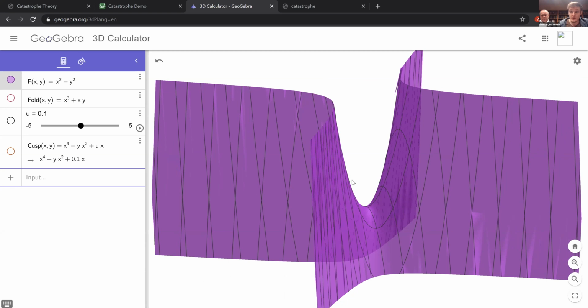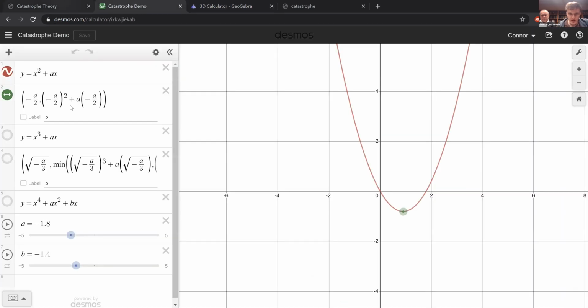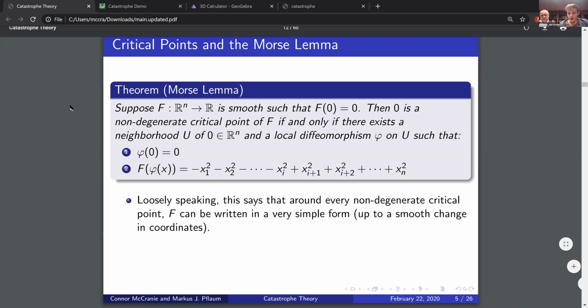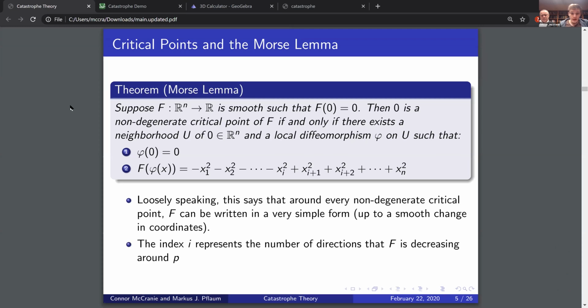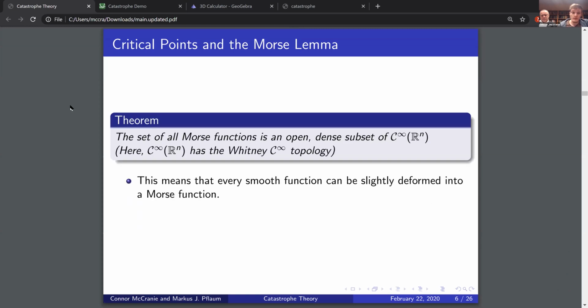The index I, the number of negative signs, is the number of directions around my point where the function is decreasing, whereas the number of plus x squareds are the number of directions it's increasing. So maybe you could imagine how this would work in 4 dimensions or higher. Same principle, it's just the number of directions it's decreasing or increasing. Okay, so if we have non-degenerate critical points, we can always get them in this nice form. Like I said, the index I represents the number of directions that it's decreasing.